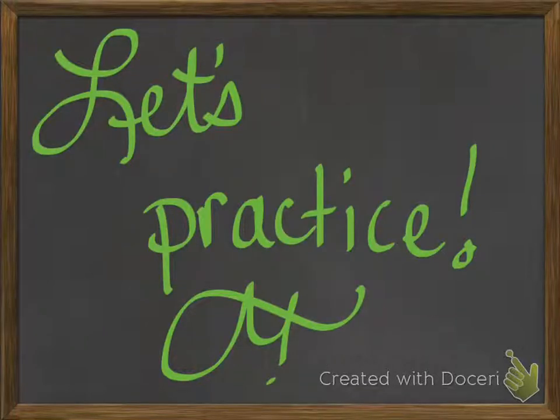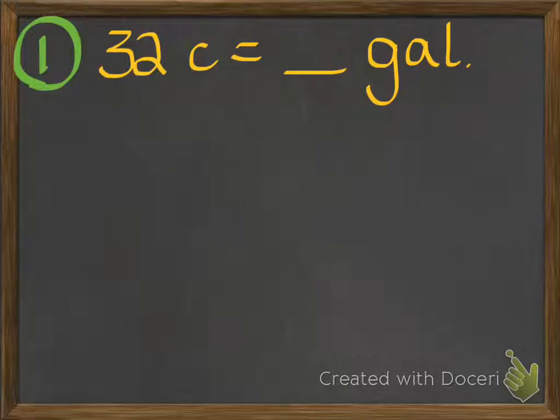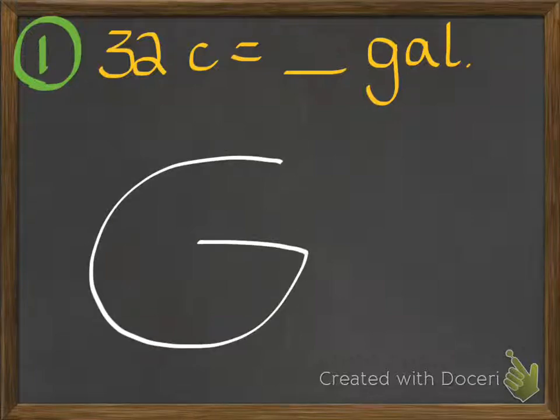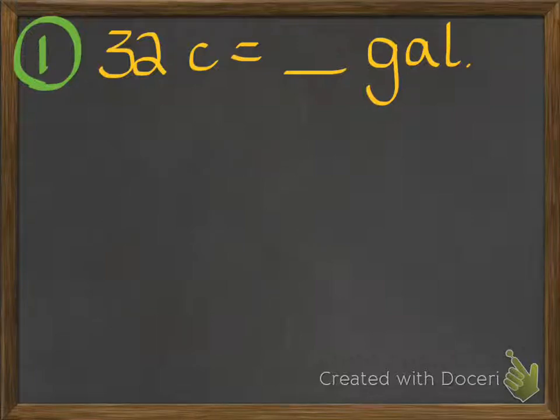Okay, let's practice some problems. 32 cups equals how many gallons? 32 cups equals how many gallons? Now I can either go back to my picture that I drew with the great big G in it and look in there, or what I'm probably going to be asked to do eventually is to see if I can multiply. Okay, so I'm going to go to the next largest unit and then the next largest unit all the way up to gallons.